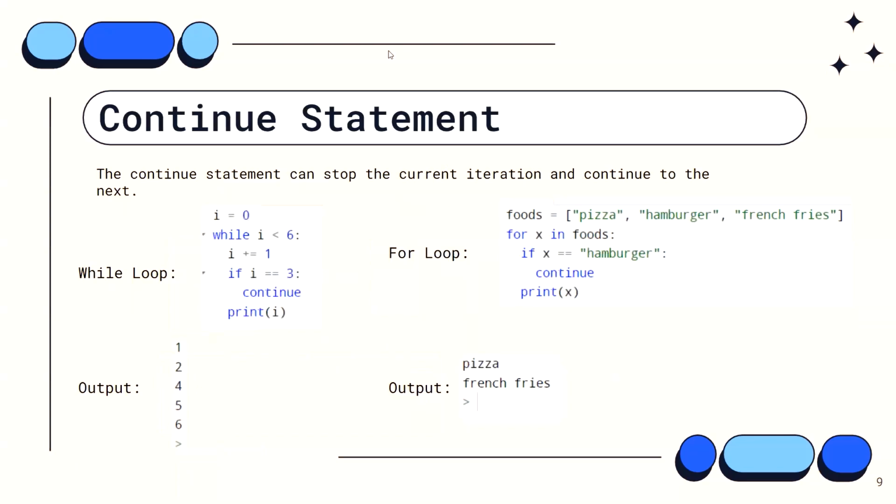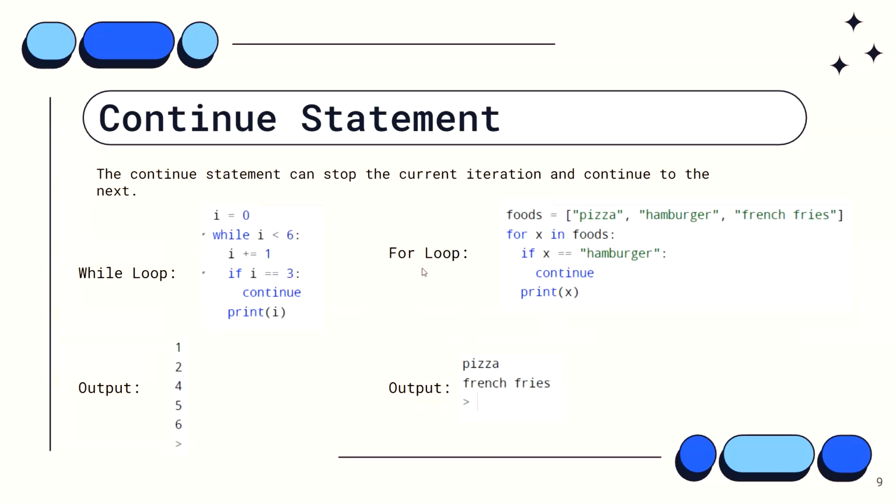So now the continue statement. The continue statement can stop the current iteration and continue to the next. So you can see right here, our while loop, i is equal to 0, while i is less than 6, the increment is 1. If i is equal to 3, continue. So basically what this does is it stops the current iteration. So you can see right here, there is no 3. And it continues to the next.